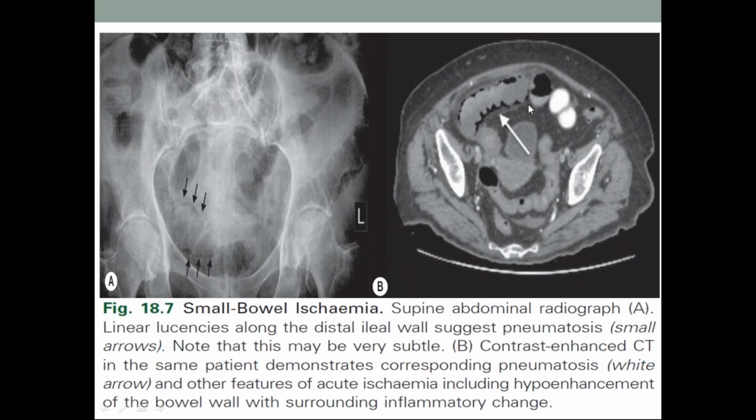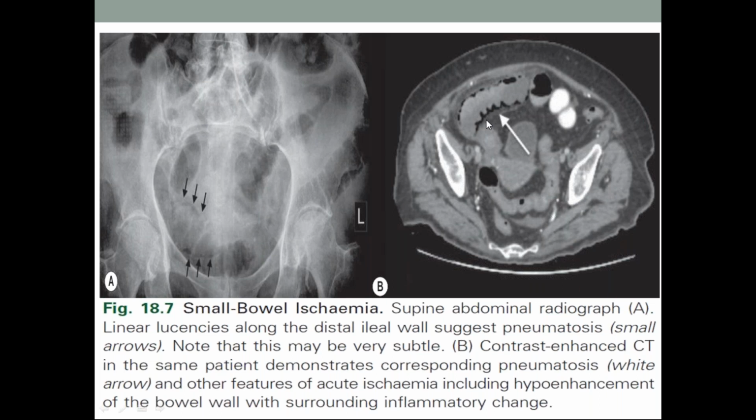Linear lucencies here are the gas within the bowel wall, and this is the bowel wall. Actually, this is a contrast enhanced CT. The normal small bowel wall here is enhanced, it looks hyperdense, with a density higher compared to the bowel content. But if you see here, there is no such hyperdensity in the bowel wall.